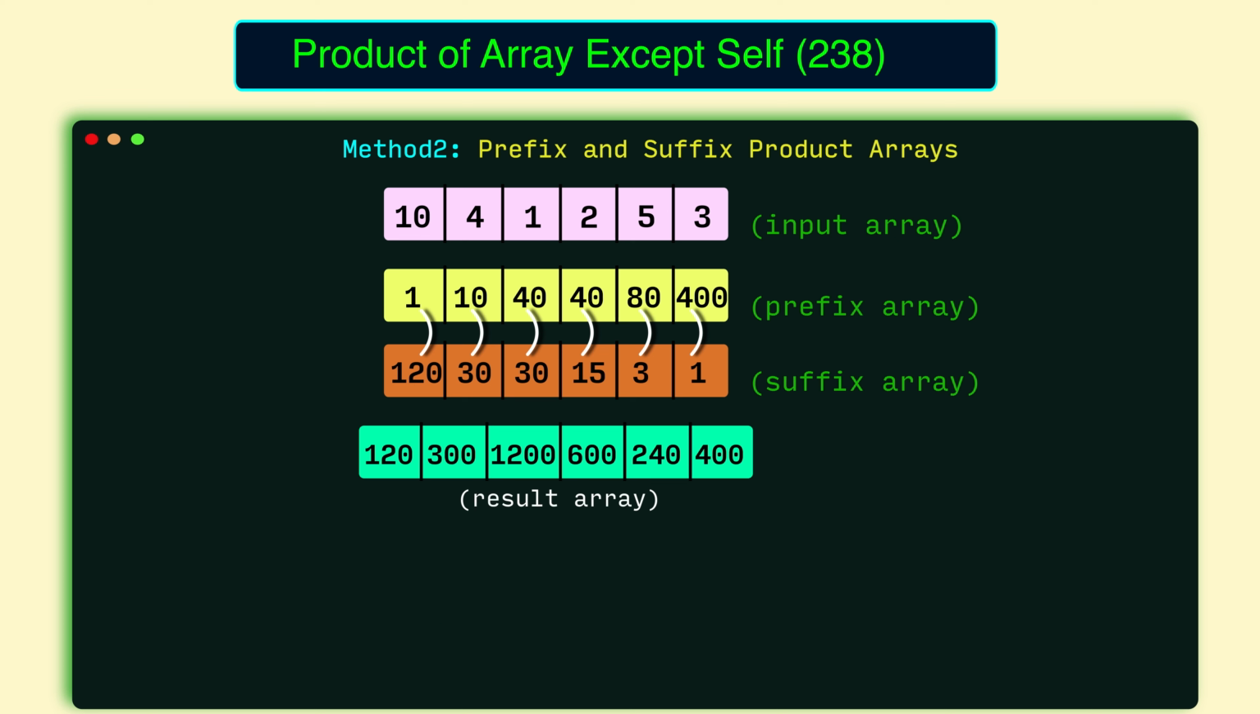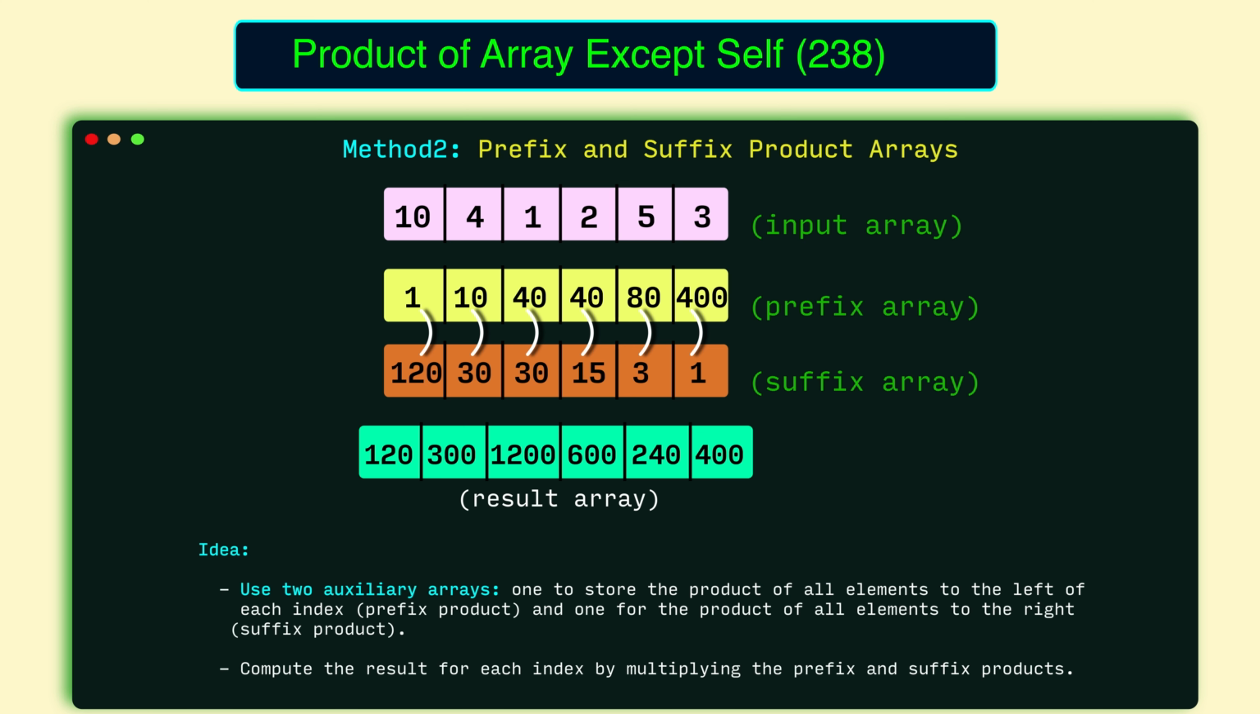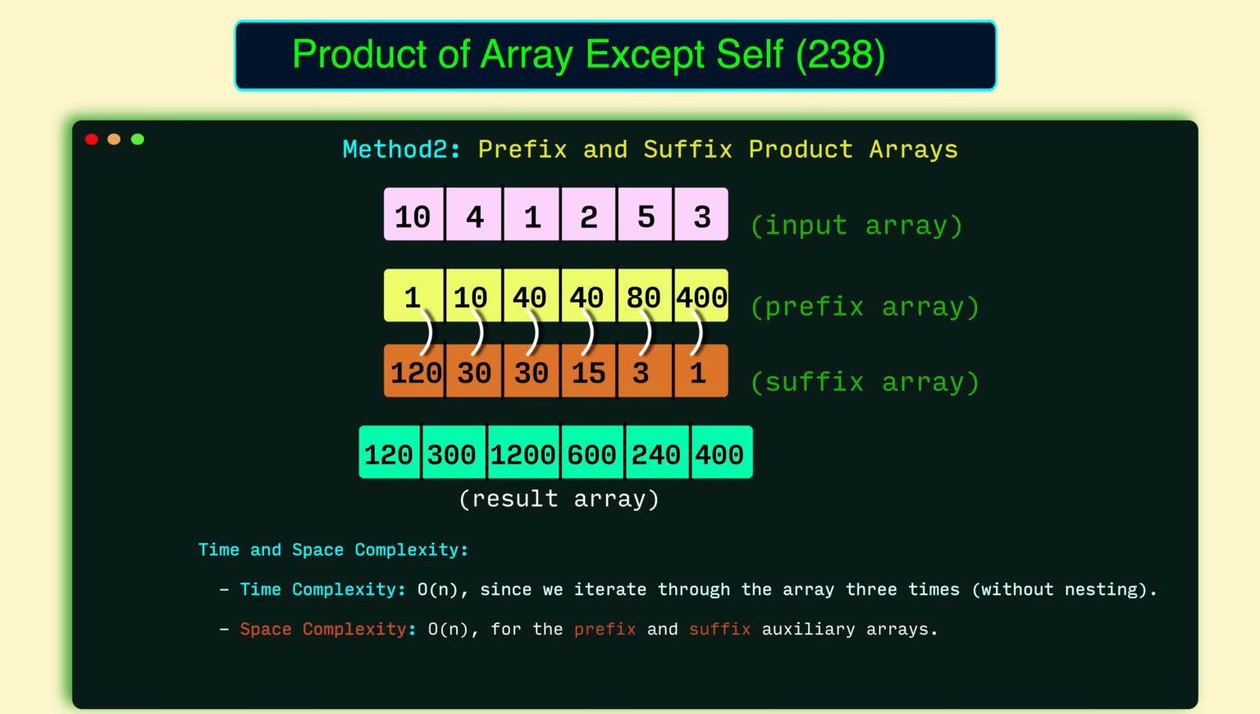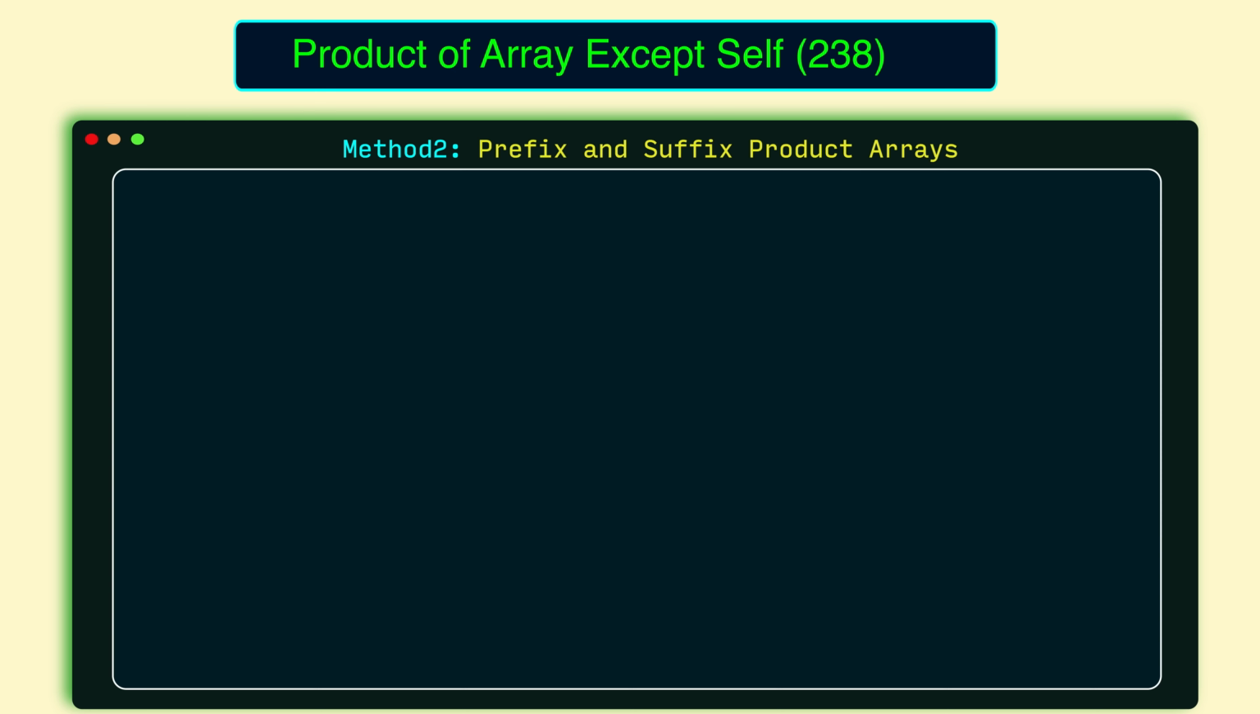Even though we are using 3 loops, they are independent of each other. So overall time complexity will be O of n. Also, we are using 2 extra auxiliary arrays of size n to store prefix and suffix products, right? So our space complexity will become O of n. Now let's code this solution in Python.